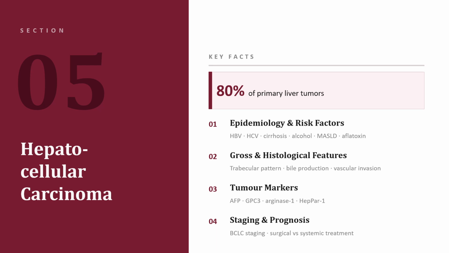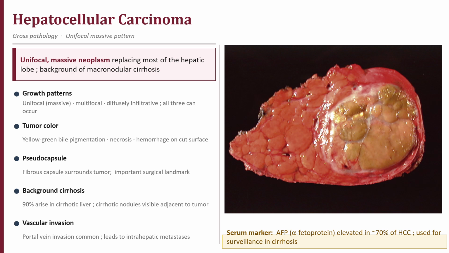So now we will discuss the most common primary liver tumor, hepatocellular carcinoma. Now remember that the most common tumor of the liver is metastasis. Metastasis usually present as multifocal. However, with hepatocellular carcinoma, the most common presentation is unifocal.